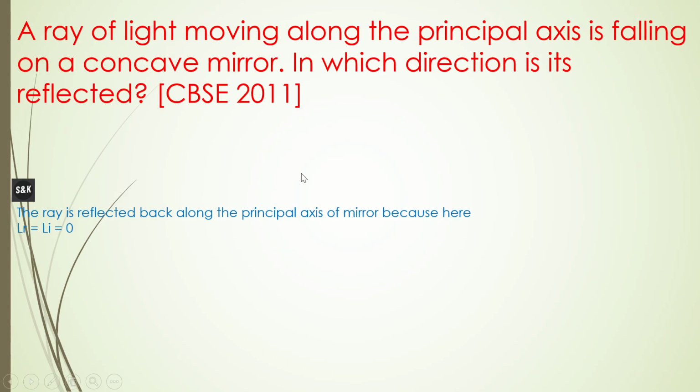A ray of light moving along the principal axis is falling on a concave mirror. In which direction is it reflected? The ray of light is reflected back along the principal axis of the mirror because here angle R equals angle I. The law of reflection is used here.